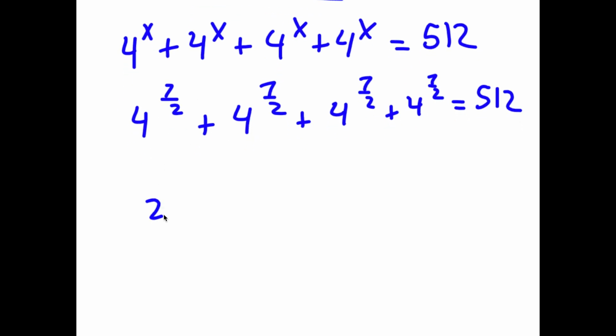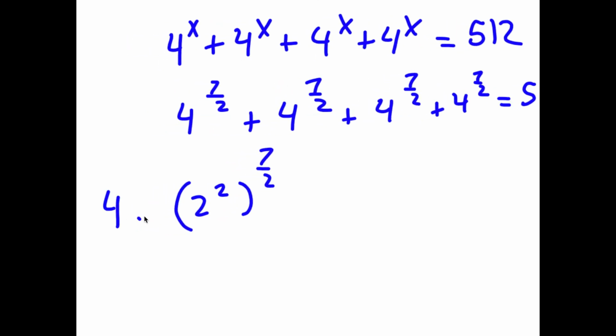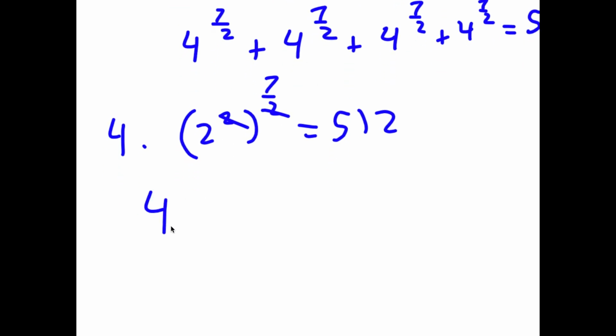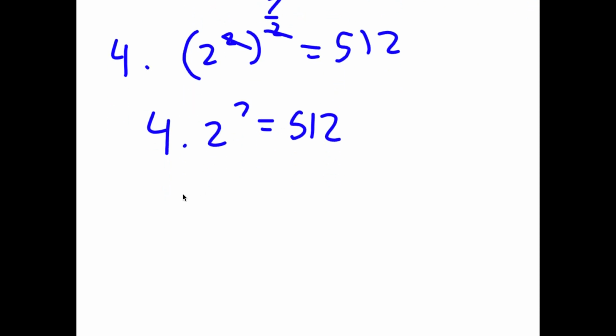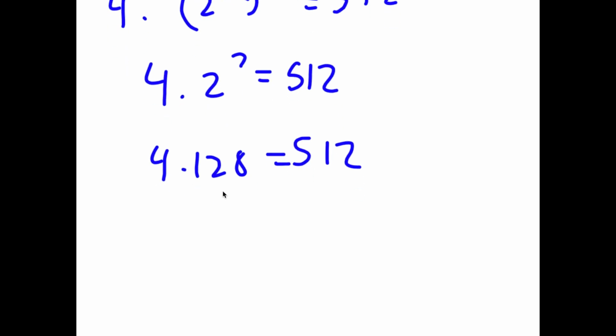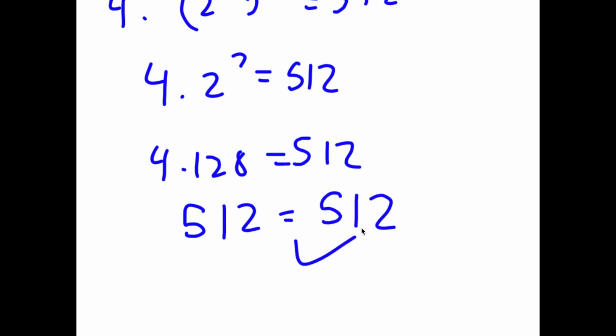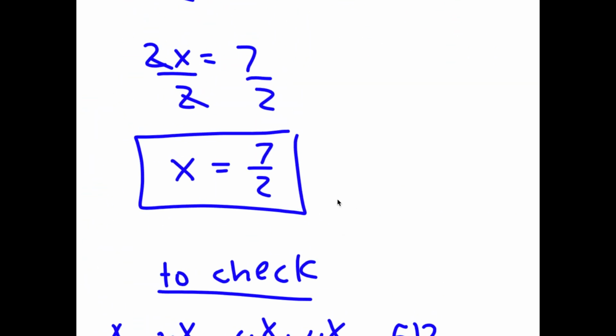Now 4 is the same thing as 2 squared, so I have 2 squared to the power of 7 over 2, 4 times, is equal to 512. And these two cancel out, so now I have 4 times 2 to the power of 7 is equal to 512. And 2 to the power of 7 is 128, so I have 4 times 128 is equal to 512. So I have 512 is equal to 512. And because this is right, my solution here is right.